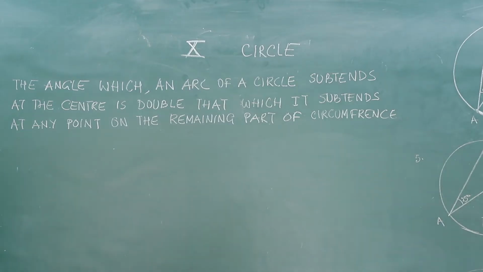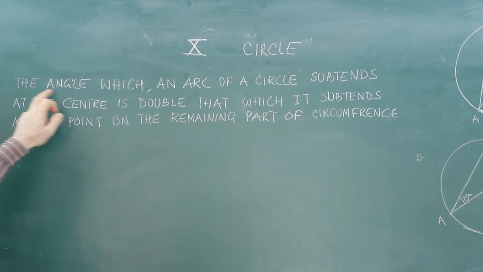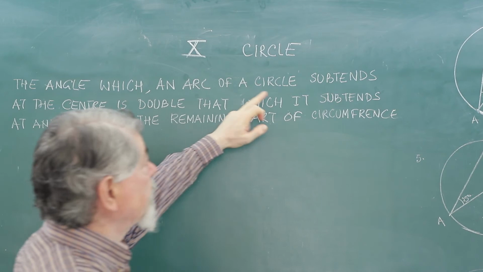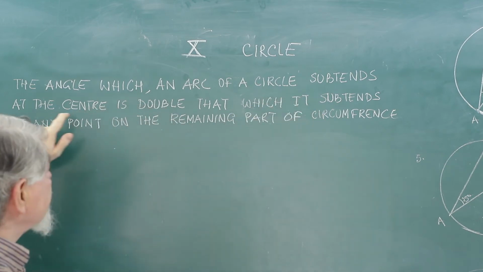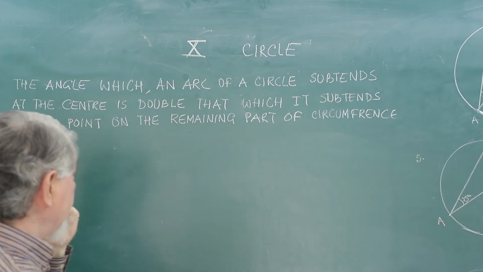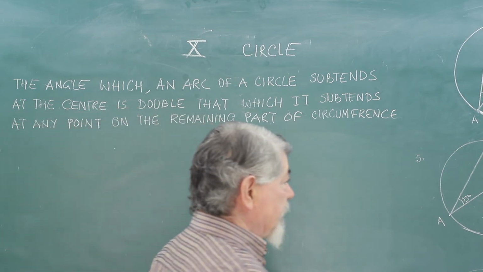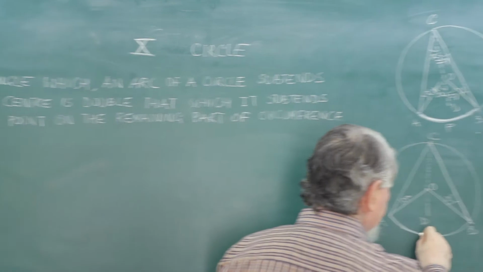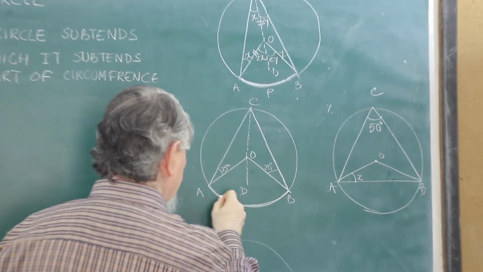Let's look into question number 5 now. Continuing with the same proposition that the angle which an arc of a circle subtends at the center is double that which it subtends at any point on the remaining part of the circumference. Here again the figure, just look at the figure here.